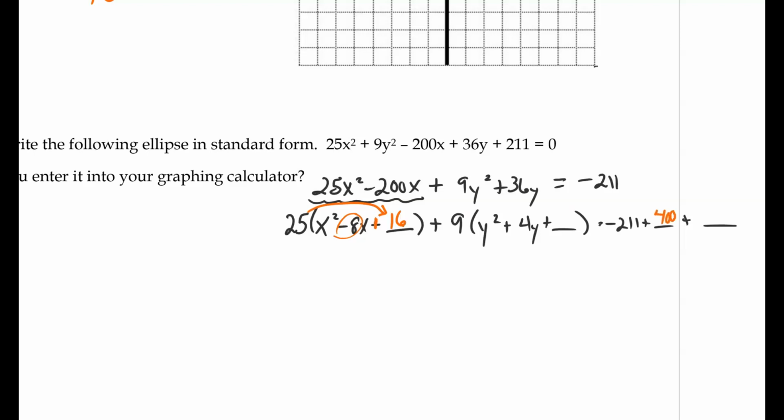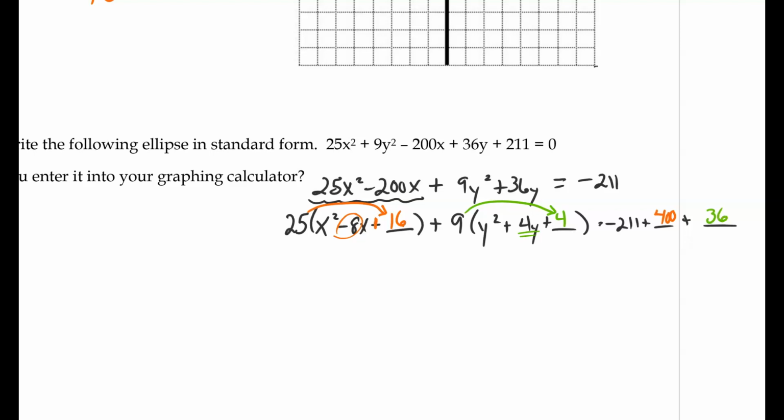Then I'm going to do completing the square for the y's. So I take the 4 and divide by 2, which is a positive 2, and we square it, which is 4. But I'm really adding on a 36 the other side. So I got to go 9 times 4, which is going to give us 36.